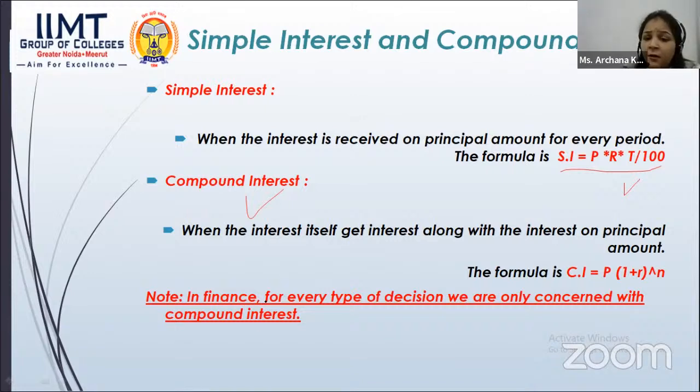So the point to consider is, in finance, for all types of decisions, whether it's a decision of capital budgeting, cost of capital, or valuation of securities, whatever it is, for every decision, we are concerned only with the compound interest, not the simple interest. So whenever we talk about interest in finance, we are only concerned with compound interest.